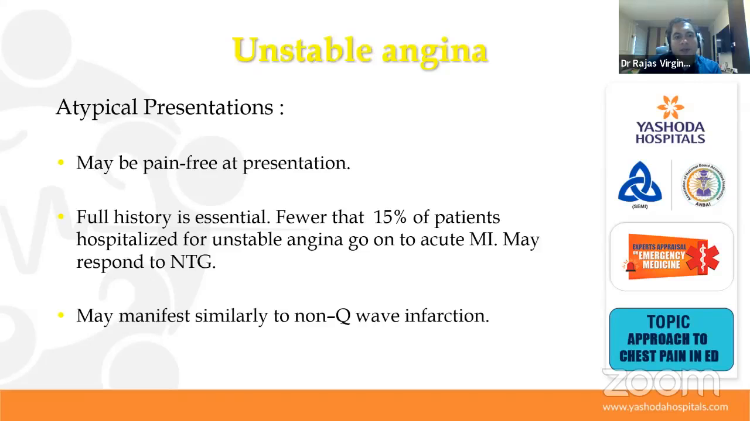Some of the atypical presentations are being pain-free, hence a full history is essential. And about 15% of the patients who've been hospitalized for unstable angina do go on to have an acute MI. They can respond to NTG.